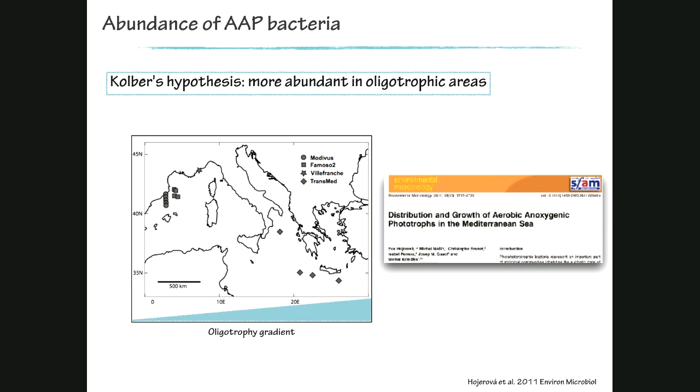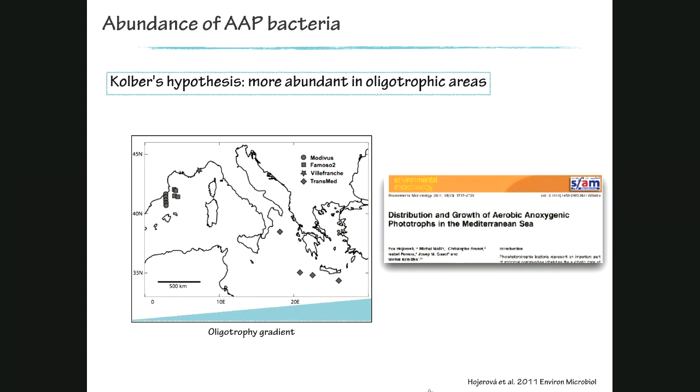So to test this hypothesis, me and some colleagues tested it in the Mediterranean. The Mediterranean is a nice environment to test this hypothesis because it has an increasing gradient of oligotrophy. The Eastern Mediterranean is much more oligotrophic than the Western Mediterranean.